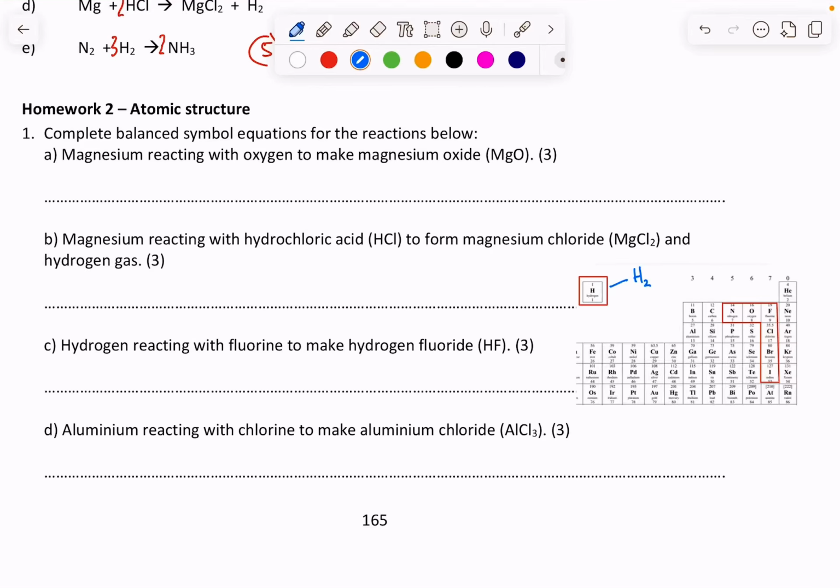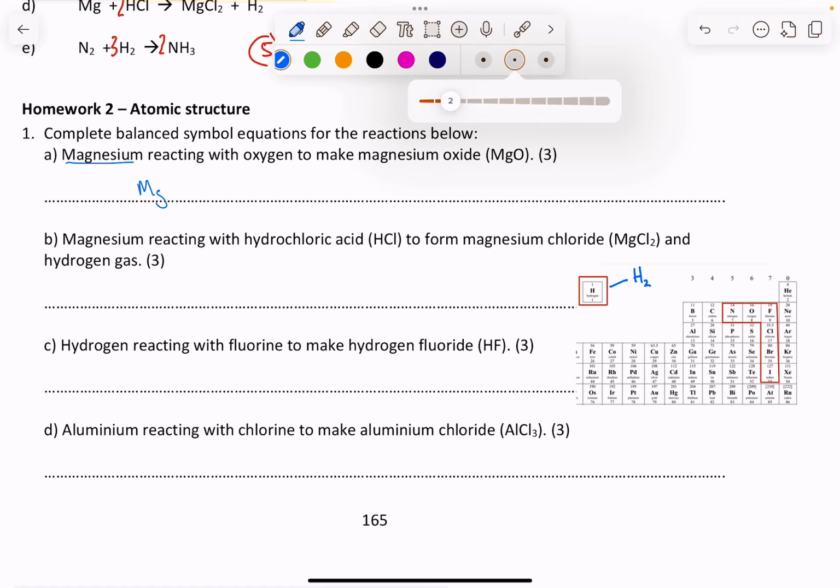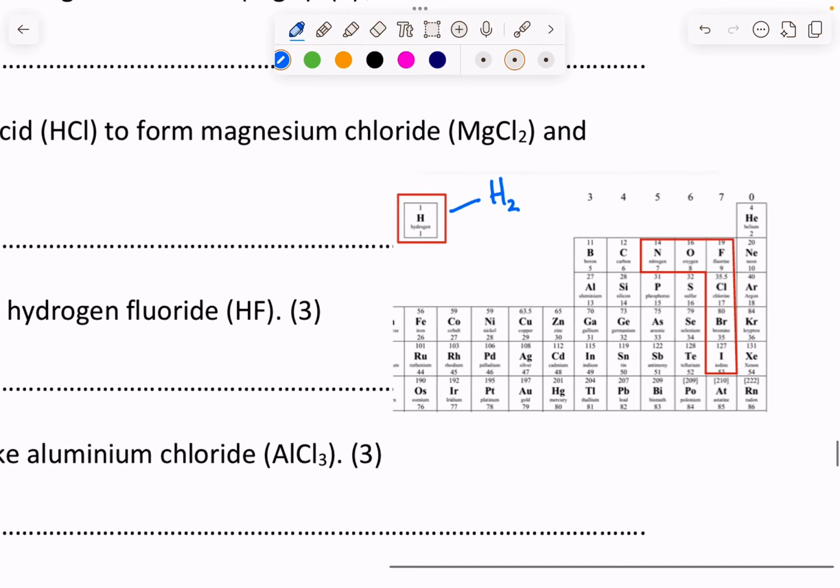Okay, so these first four questions are about making balanced symbol equations. So what I'm going to do first is identify within the equation that we're talking here about magnesium. And just going to make my pencil bigger so it's easy for you guys to see. Magnesium reacting with oxygen.